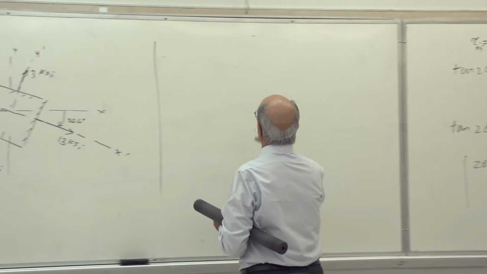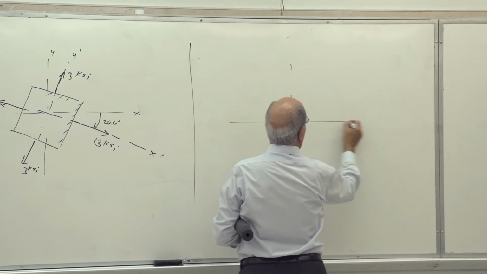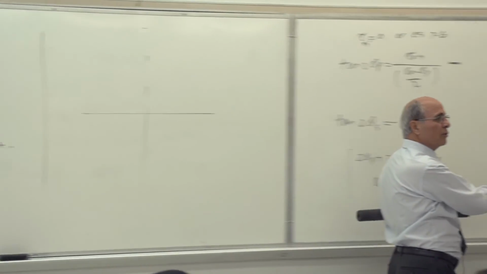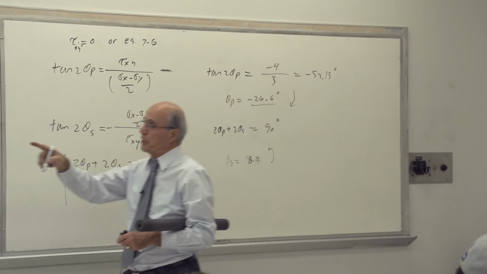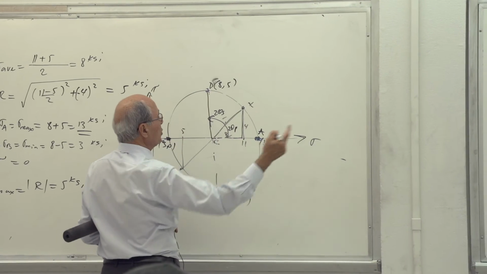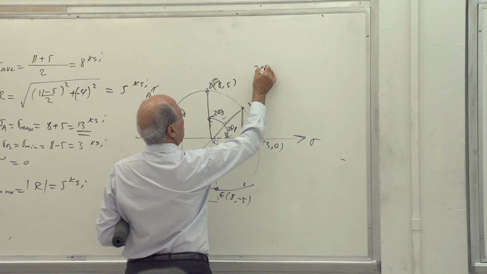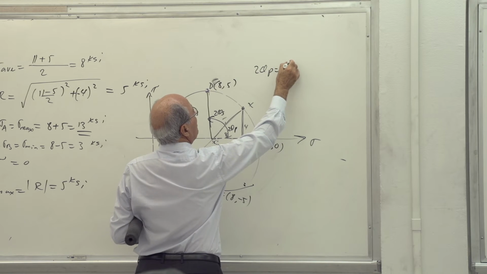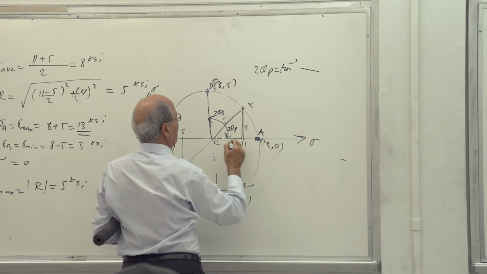Nevertheless, now here we go again. X and Y. Which direction should I go? I should go, according to the picture there, remember, you don't need to use the formula. Here you calculate 2 theta p equal to tangent inverse of 4 over 3.